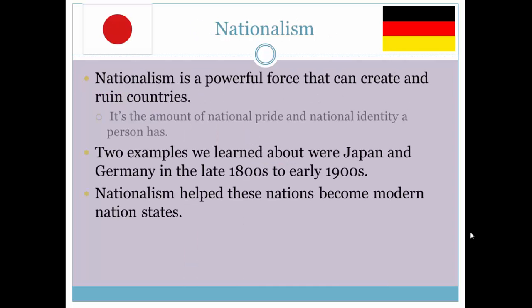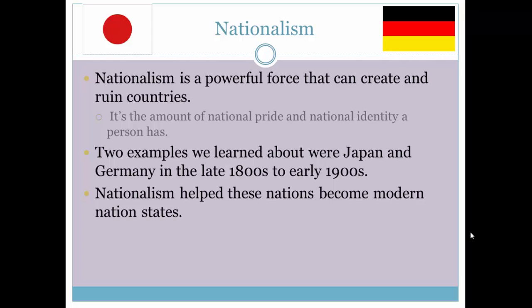And then I wanted the students to define nationalism. That's one of the main concepts of this lesson. I just said it was a powerful force that can create and ruin countries. The main concept for the unit is about a series of revolutions that happened throughout the 1800s, partially because of this new idea of nationalism and national identity. So this lesson is just setting the groundwork for some of that.